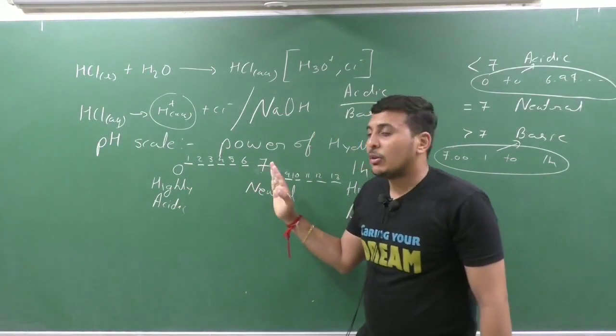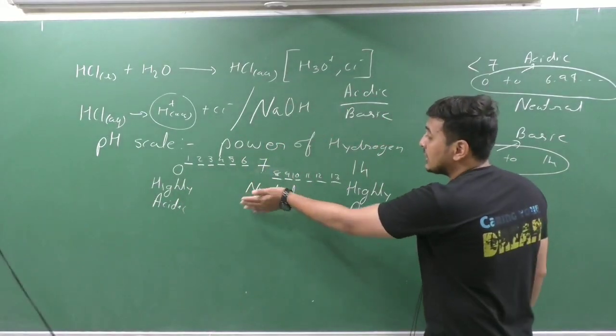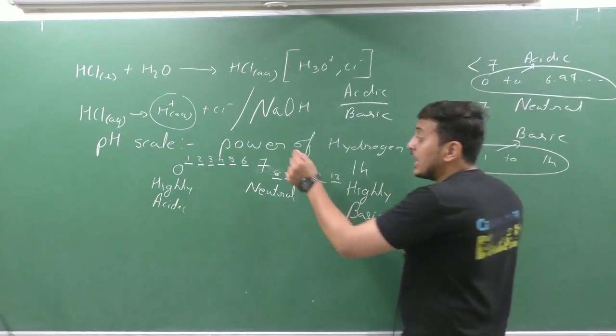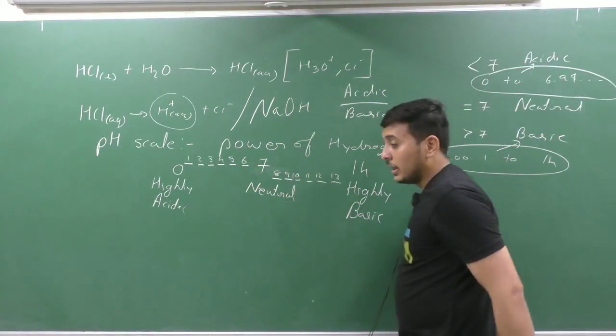If the pH of any solution is less than 7, then the solution is acidic. If the pH of any solution is greater than 7, then it is basic. If the pH of the solution is exactly 7, then it is neutral.